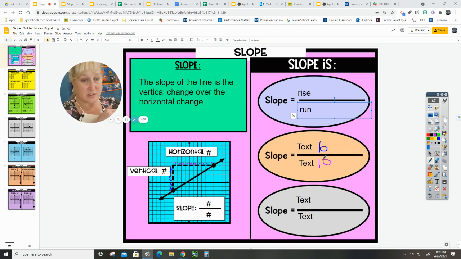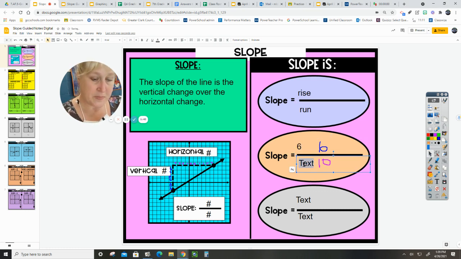And again, because it's counting up the number line, it's positive. So your text for this will be 6 over 10. The problem is that needs to be reduced. So 6 is divisible by 2 and 10 is divisible by 2. So your final answer will be 3 over 5.